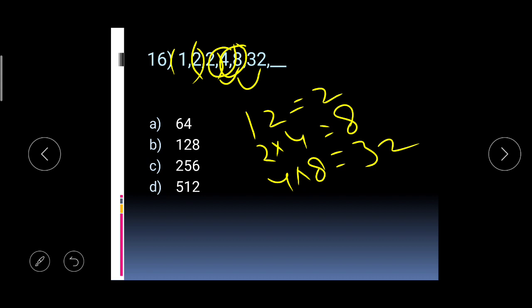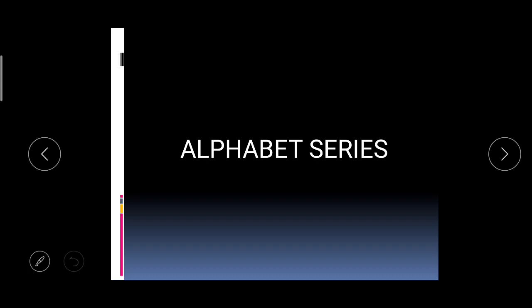So if we want to find the final answer, how will we form it? We will just multiply 8 and 32, right? So it is 256. So the answer is 256. Okay, so this is it about the number series. I have told you everything about addition, subtraction, cubing, squaring, all these kinds of series that I have discussed.